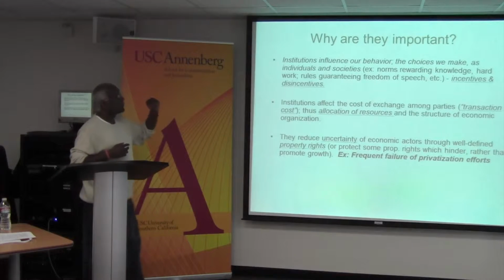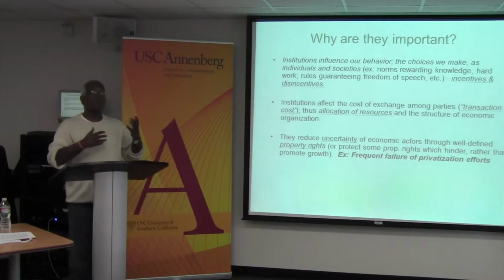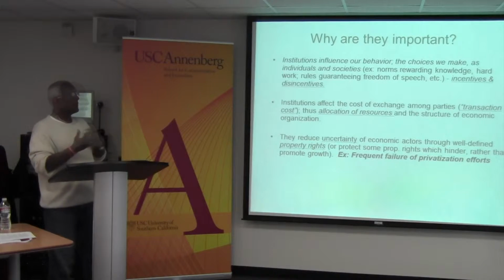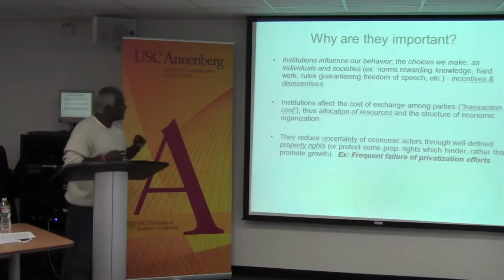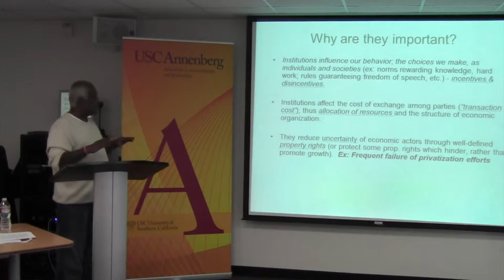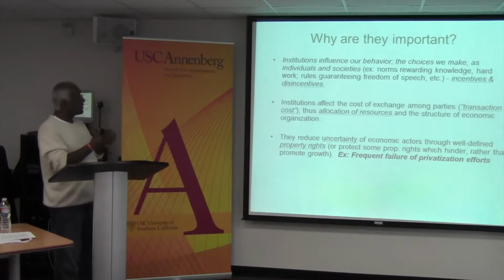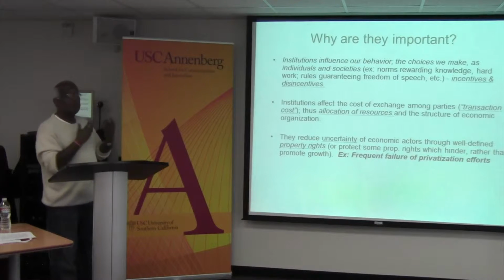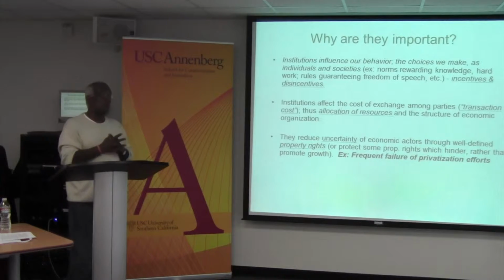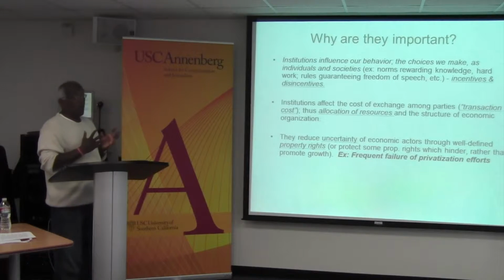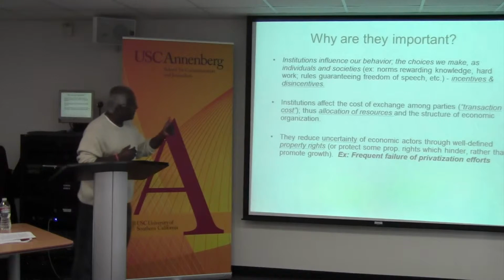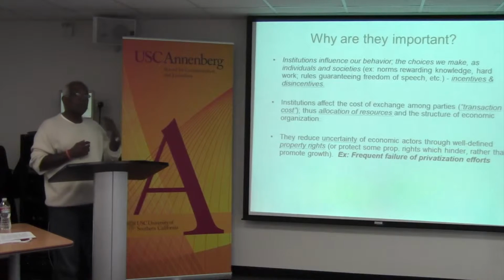Institutions also affect the cost of exchange, what we in economics call the transaction cost. Sometimes institutions are built to reduce uncertainty for economic actors, through well-defined rules like property rights. If we have well-defined property rights, which is a very important institution, we know that it provides a certain amount of stability, certain amount of certainty.